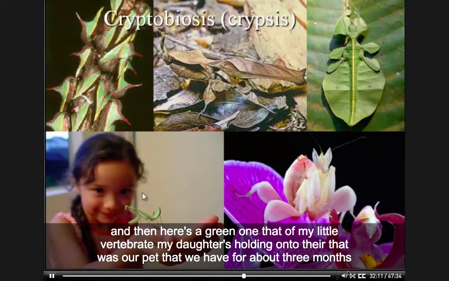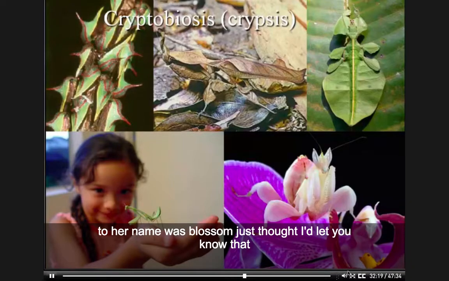And then here's a green one that my little vertebrate, my daughter, is holding on to there. That was our pet that we had for about 3 months. Her name was Blossom. Just thought I'd let you know that.